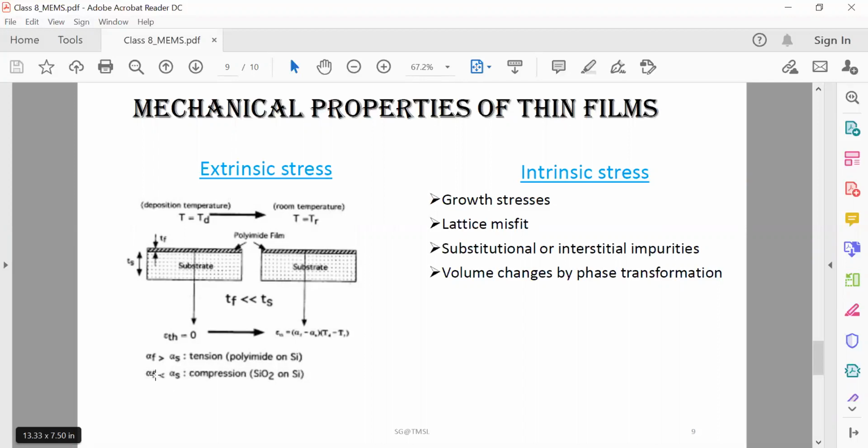On the other hand, if the thermal expansion coefficient of the film is less than the thermal expansion coefficient of the substrate, an example is silicon dioxide over silicon, then the stress developed is a compressive stress. So these are the two cases when tensile or compressive stress will be produced. It depends on the thermal expansion coefficient of the deposited film and also the substrate.